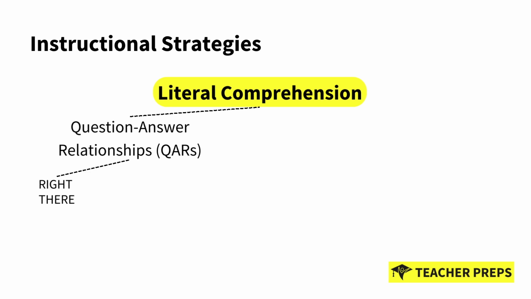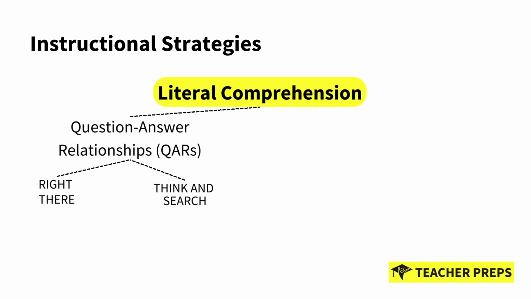This strategy divides comprehension questions into 2 main categories. First is called right there. The answers to these questions are easily found in the text, typically within a single identifiable sentence. And the second type of question is called think and search. The answers to these questions are found in the text, but require connecting information from different sections.